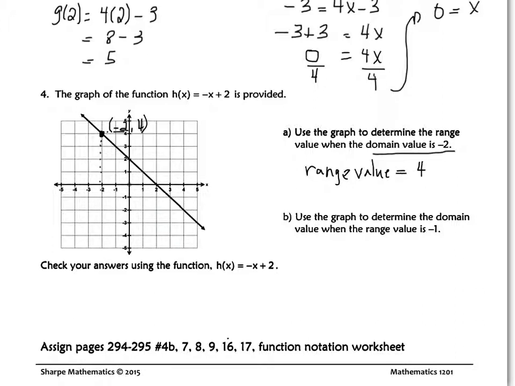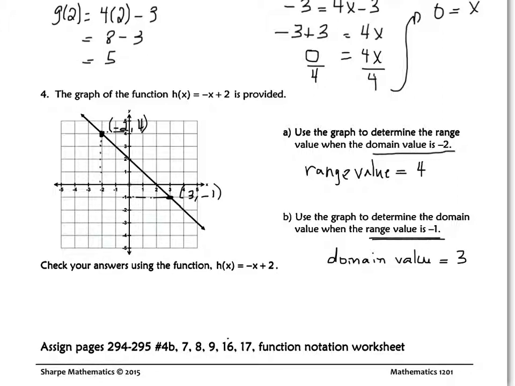And then the next question asks you to use the graph to determine the domain value when the range value is negative 1. So you go to the y-axis and find negative 1 on the y-axis, and then match it up with the point that has that y value on the graph. So the point has coordinates 3, negative 1. So that means the domain value when the range value is negative 1 is positive 3. And you can check your answers using the function just like we did above.